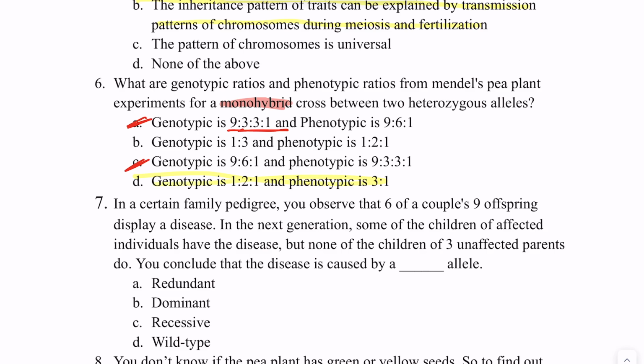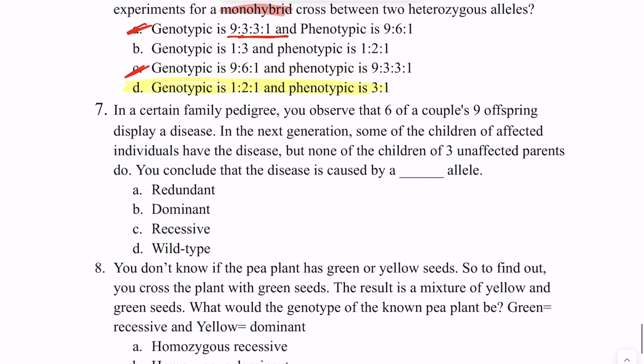Okay, so in a certain family pedigree, you observe that 6 of the 9 couples' offspring display disease in the next generation. Some of the children of the affected individuals have the disease, but none of the 3 unaffected parents do. You conclude that disease is caused by a blank allele. So I'd like to draw this one out real quick.